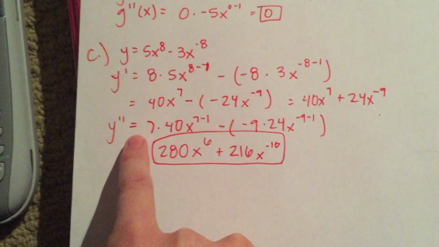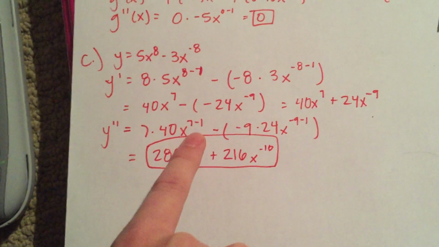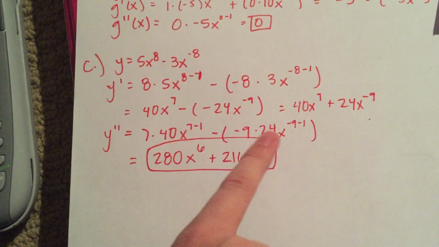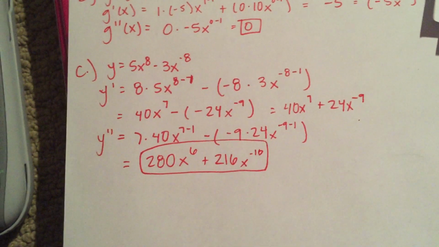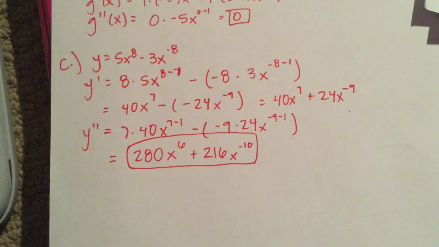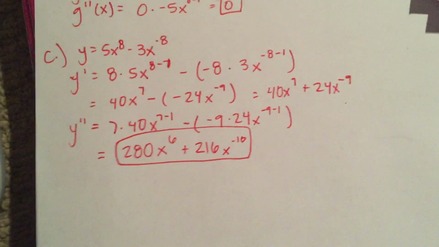For the second derivative, you bring down the exponent again, 7 times 40x to the power of 6 minus negative 9 times 24x to the power of negative 10. And so the final answer will be 280x to the 6 plus 216x to the negative 10.